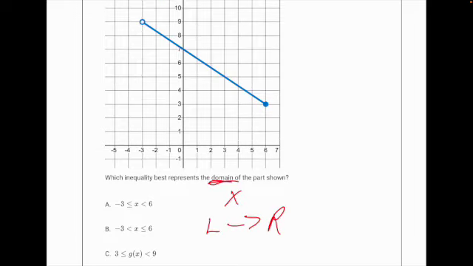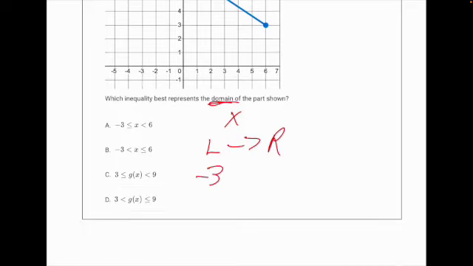Okay, let's take a look at my graph. How far left is this thing going? -3. How far right is this thing going? 6. So I'm looking for answers with 3, -3, and 6. Which answer choices can I get rid of immediately? C and D, guys. Notice C and D don't even have the correct starting and ending values.